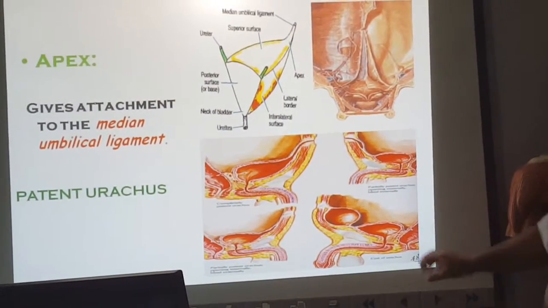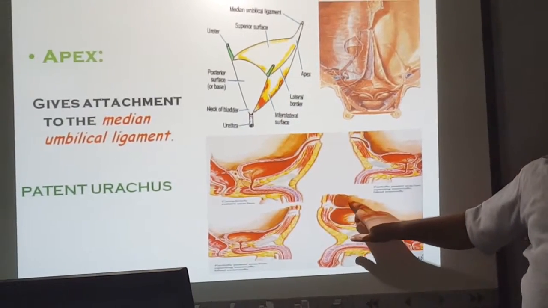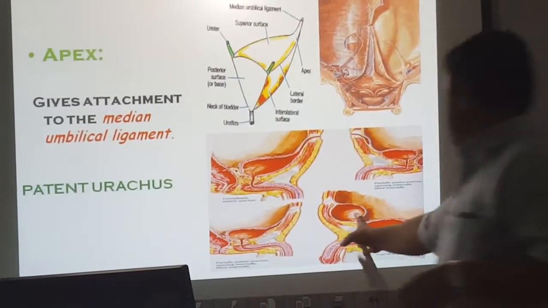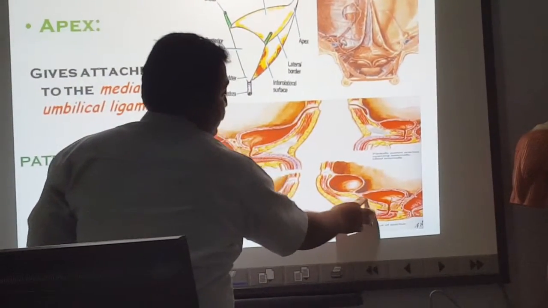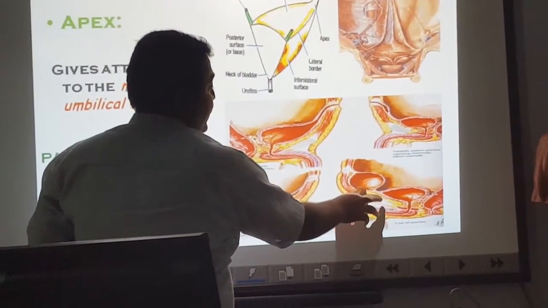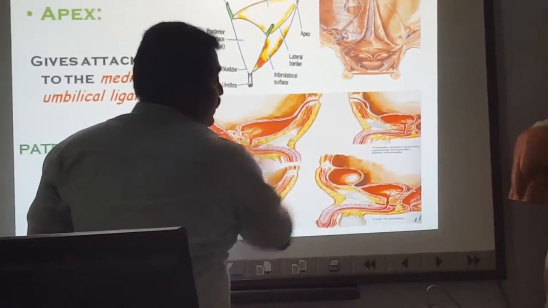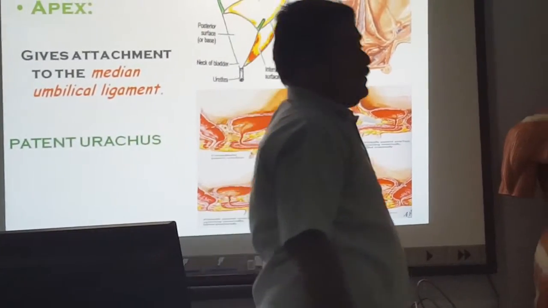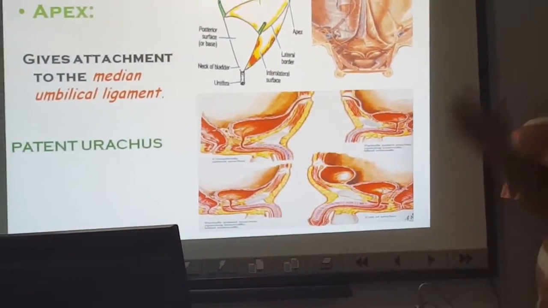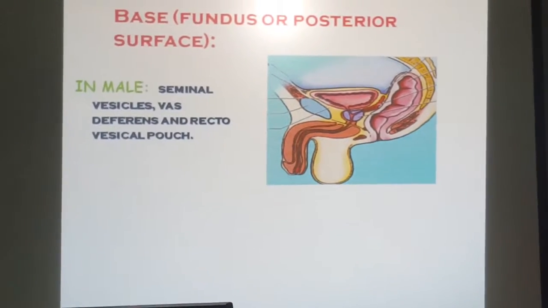And in the urachus you may find a cyst. This is the fourth picture. Here is the bladder and the medial umbilical ligament. Here you can see the cyst, which is an abnormality. This is about the apex. Next is the base.